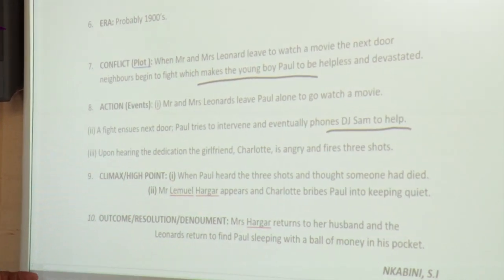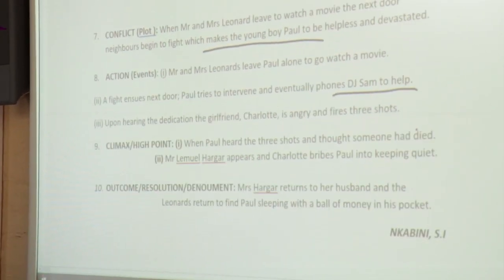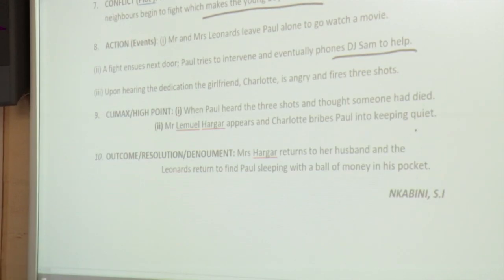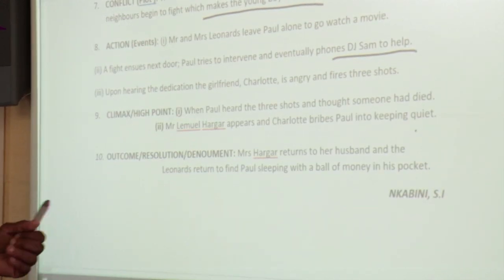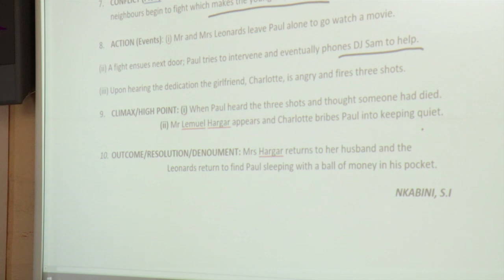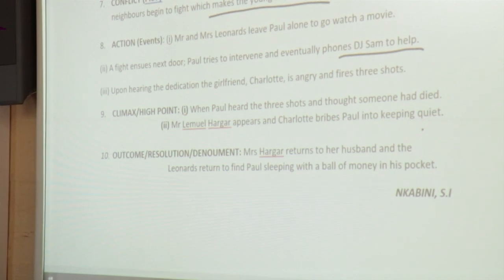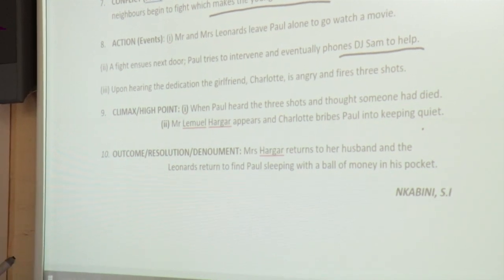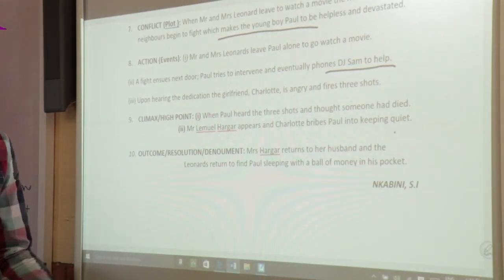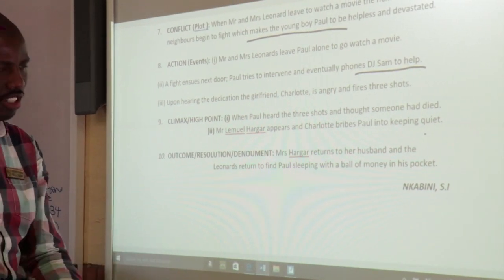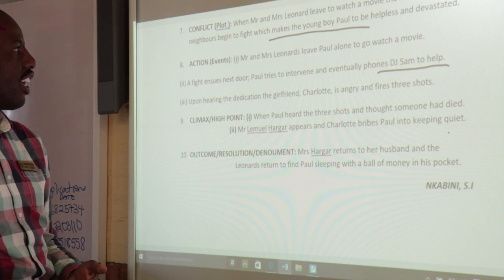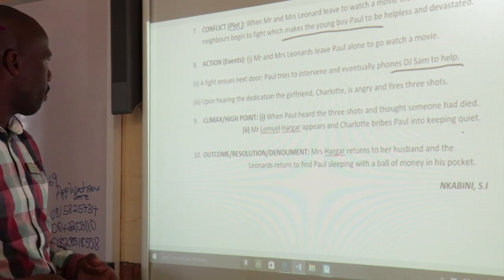And another question would be, is it right to interfere in other people's businesses? Was Paul doing the right thing by trying to intervene, or was he supposed to say, no, this is something else, it does not belong to us, it's another family, I do not have anything to do with it? Or was he being responsible in trying to mediate and bring peace? Now, that's an argument that you can have with your children to speak about it.